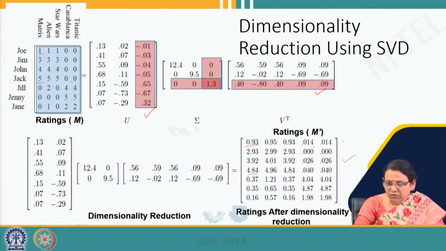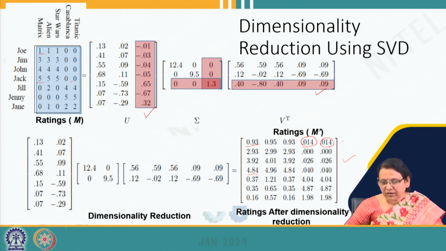Now, we are able to generate some ratings for this 0. This was 0, now this is 0.014, this is also 0.014. So, at least some value we were able to find out.